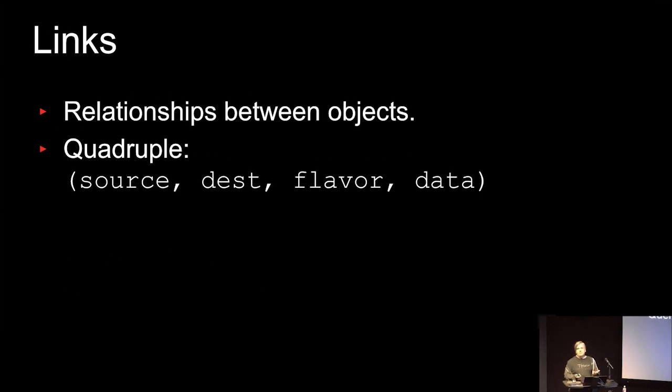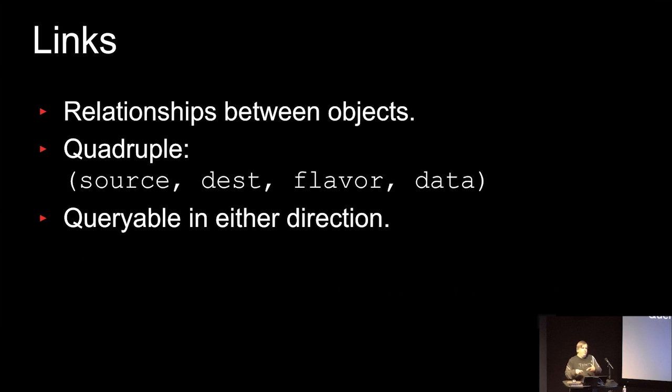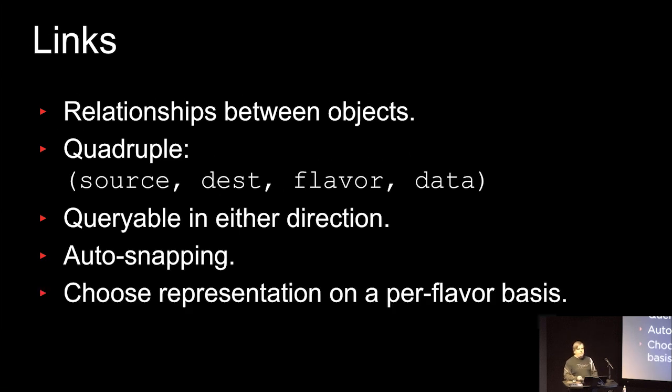You could query these links in either direction. So if I made a threatened by link to some object, then I could query, tell me all the AIs that I am threatening, for example. You can query in either direction. They were auto-snapping, so if one of those two objects got deleted or destroyed, then the link would just vanish. You didn't have to maintain your lists or anything. And like properties, you could choose your map representation based on what queries you were expecting and what you needed to optimize.